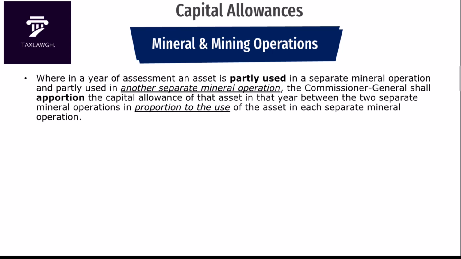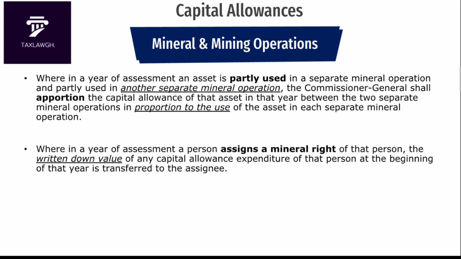So here, before we even get to assignment of interest, we are saying that where a person uses an asset partly in one operation and partly in another petroleum and mining operation, what are you required to do? You are required to apportion the capital allowance expenditure in proportion to the amount or quantity used in mining operation A as opposed to mining operation B, in that particular order.